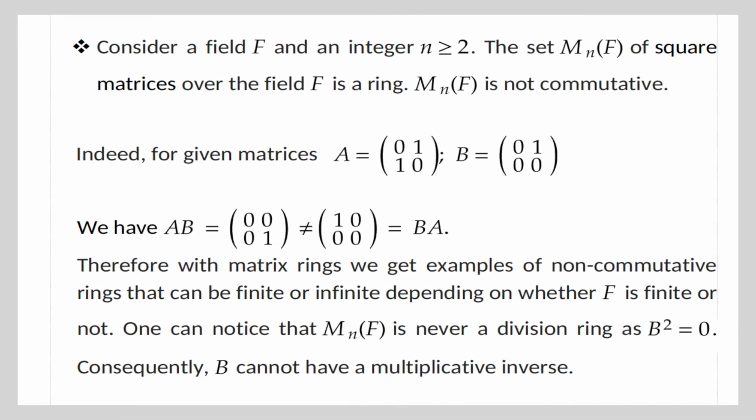Consider a field F and an integer n greater than or equal to 2. The set Mₙ(F) of square matrices over the field F is a ring.